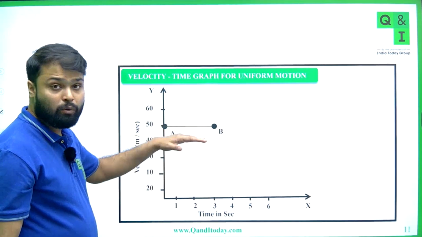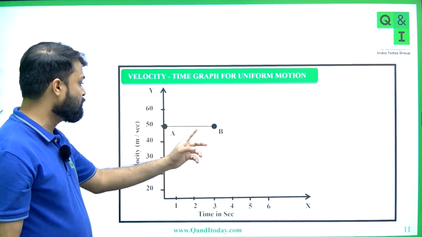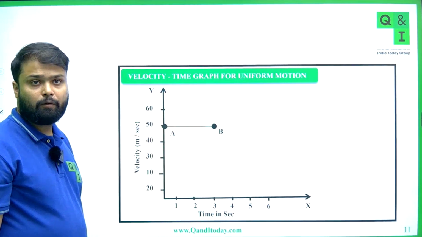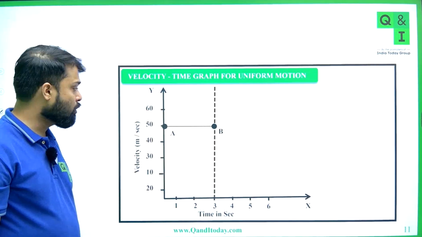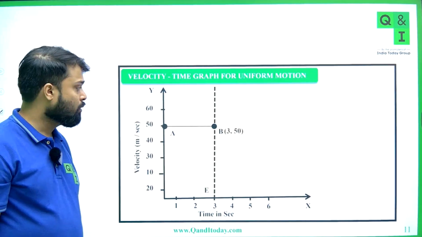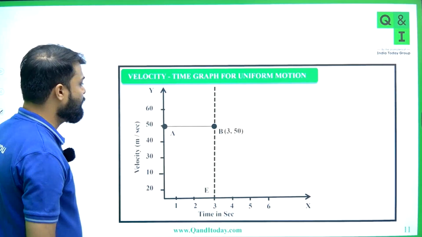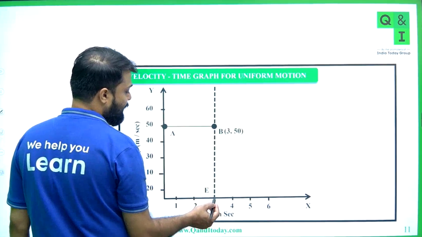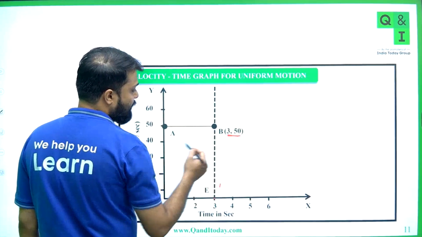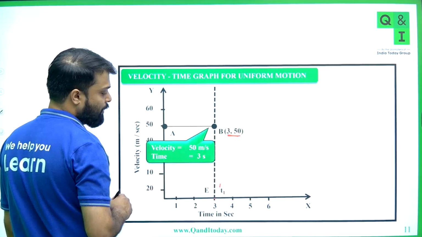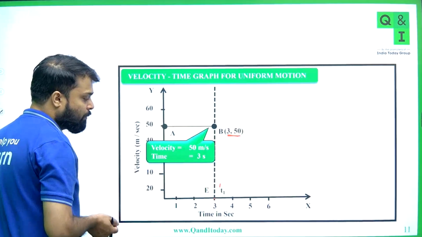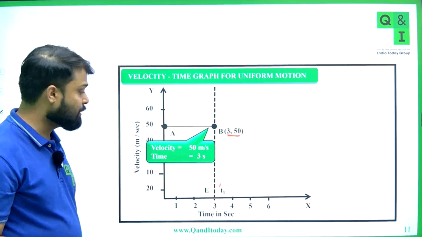Horizontal line parallel to time axis. Can we say here that velocity is the same, or velocity is constant, from A to B? Yes or no? Now if we see the coordinates of B, let's say time is 3 seconds and speed is 50 meter per second. So here velocity is 50 meter per second and time taken by the body is 3 seconds.